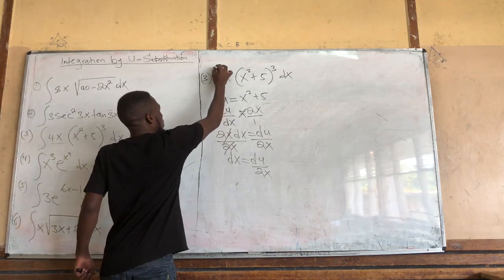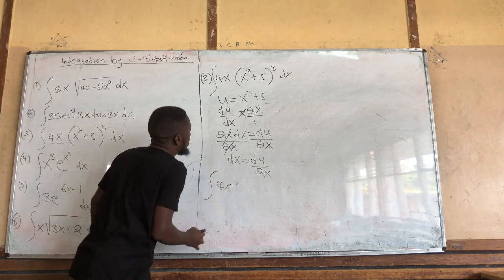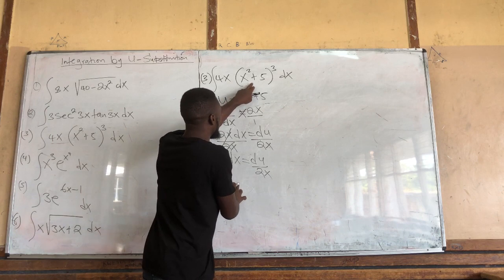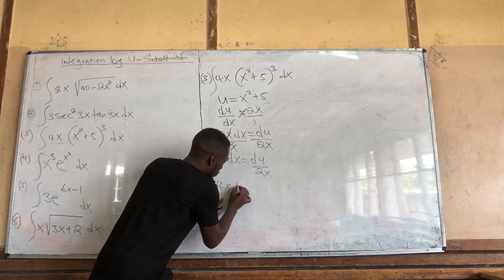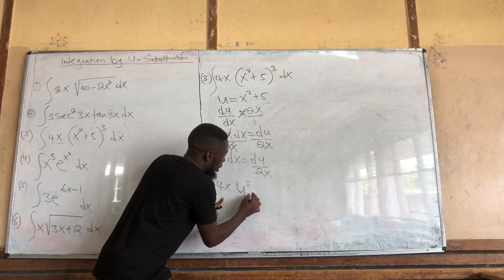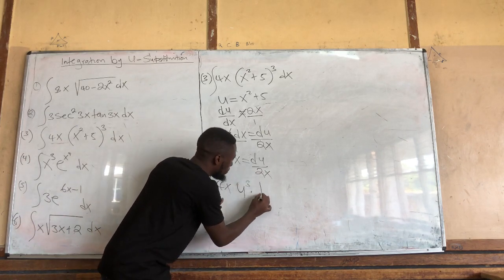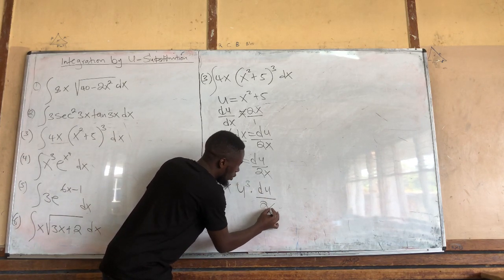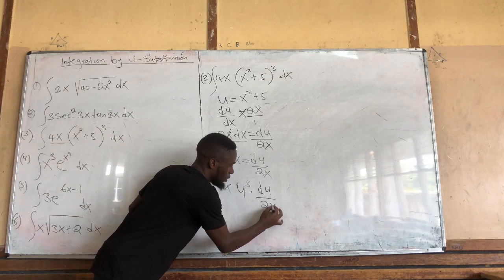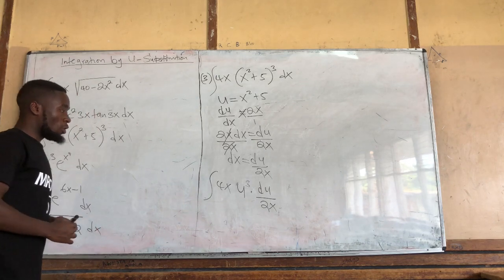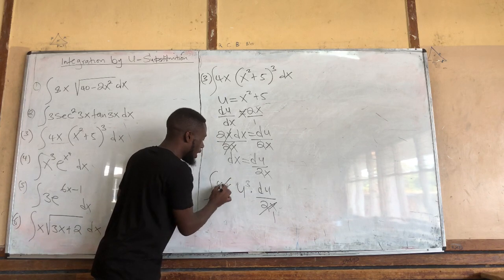So now it's just a matter of replacing. This is an integral, sorry. So the integral of 4x. And what is inside here is now u, so u to the power 3, multiplied by dx. The value for dx is now du over 2x. So now we can divide here: 2x here is 1, 4x there is 2.